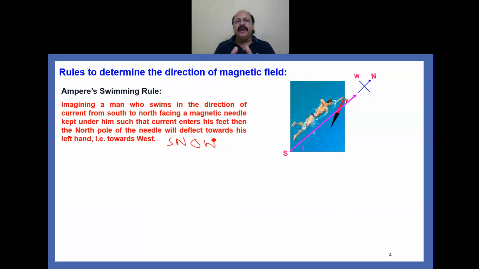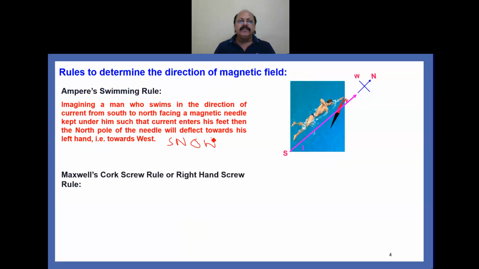So this is about Ampere's swimming rule. If the direction of the current is reversed, then the swimmer also swims along the direction of the current. But the deflection of the magnetic needle, we always take towards the left hand of the swimmer.